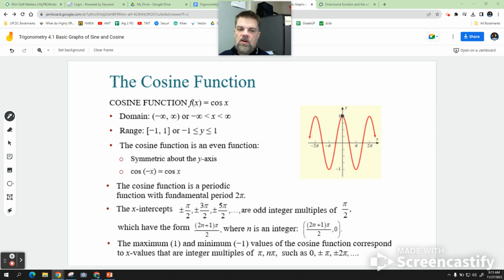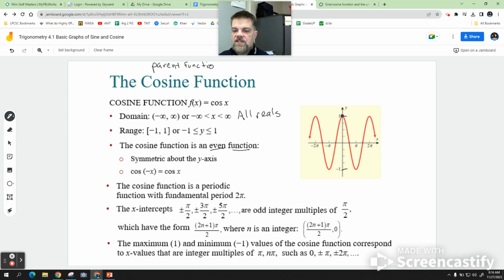Again, the domain, and we're talking about the parent function. Remember, parent function is the most basic function. Remember that the domain is all real numbers. There are no restrictions for x. I can plug anything in for x I want to. However, the range is limited. Same thing. It goes from positive 1 to negative 1. Okay? It is an even function.